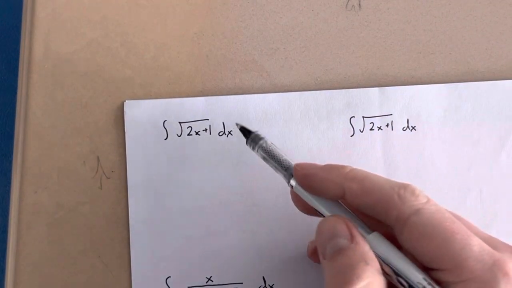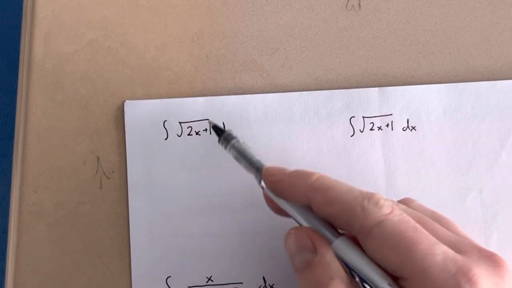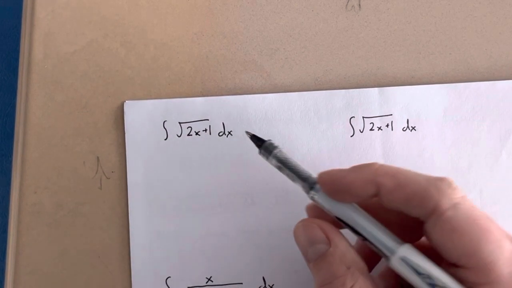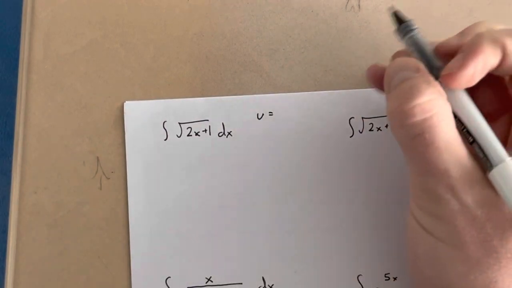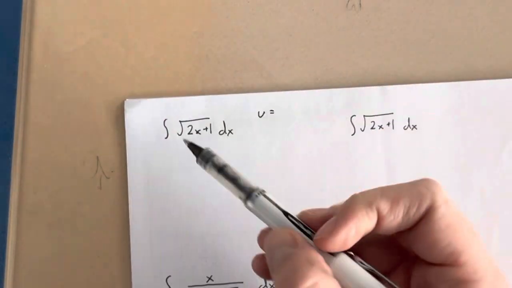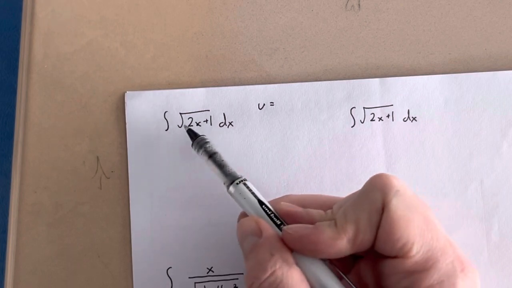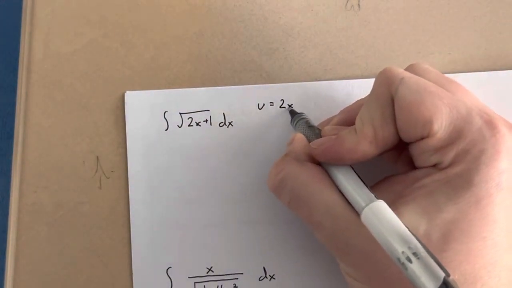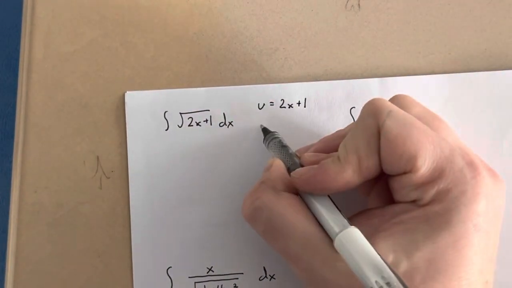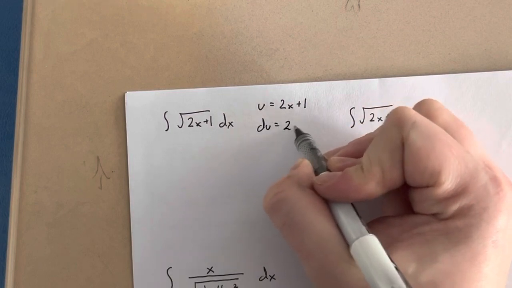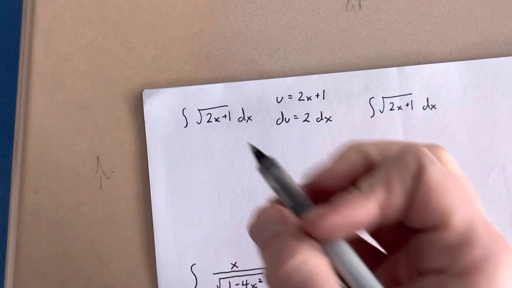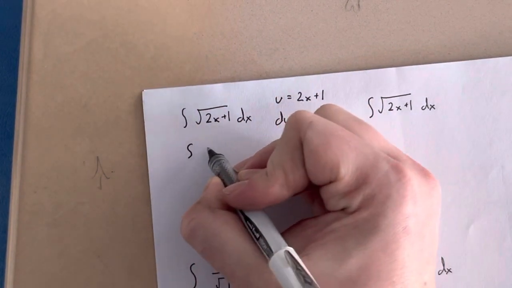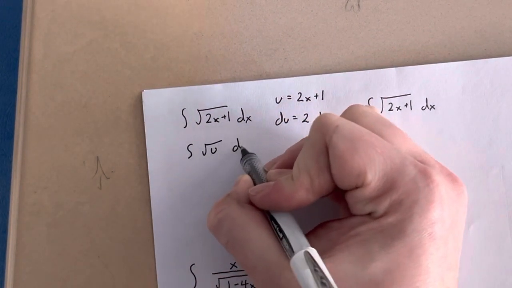So here, it looks like a pretty basic function. Maybe you think you can integrate it, but we kind of get stuck a little bit in just trying to do that. If we pick a u substitution here, yet again, pick a function within the function. That's going to be 2x plus 1. Take a derivative on both sides. Okay, let's put that in. We have an integral of the square root of u.